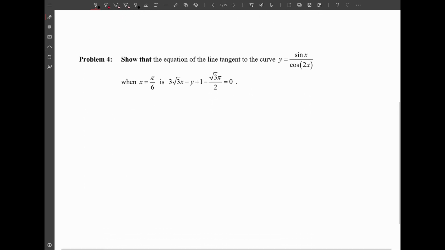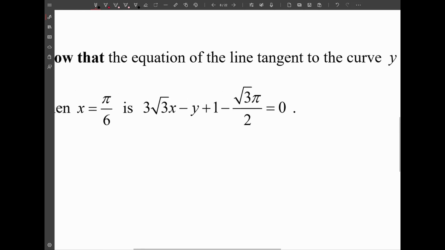So show that the equation of the line tangent to the curve y is equal to sine x over cosine of 2x when x is equal to pi over 6 is 3 root 3 x minus y plus 1 minus 3 root 3 pi over 2 equals 0. Whew. That looks really gross, and I totally acknowledge that. But it's actually not as bad as you think.